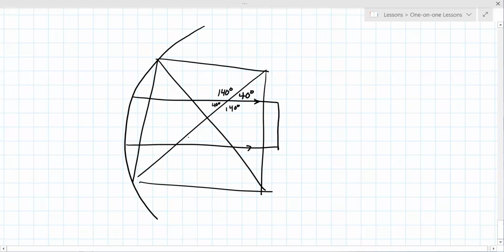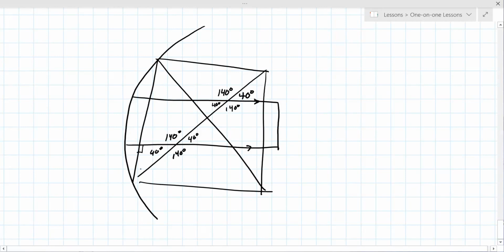This angle right here. Okay, so that's 40 degrees. This is 40 degrees, and that's kind of the same discussion. Okay, that's 140. That's 40. That's 140. And let's say that's a right triangle.